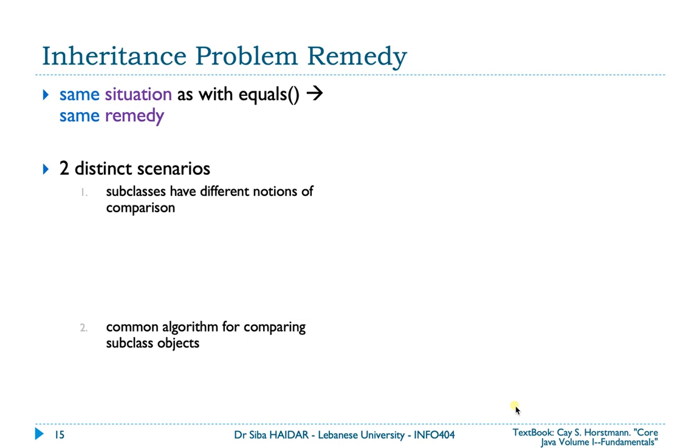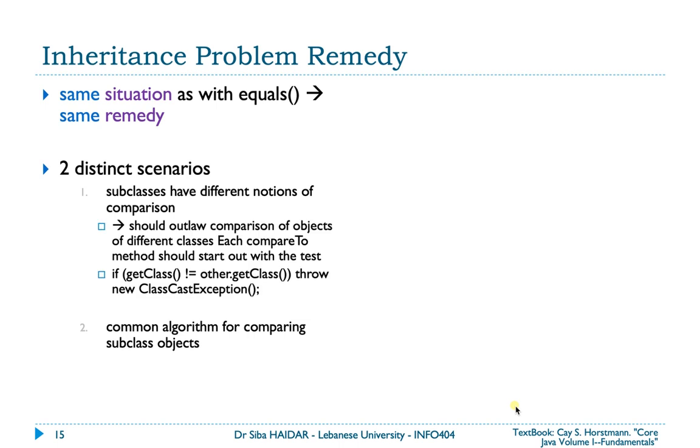You have to choose either of these two distinct scenarios. Either the subclasses have a different notion of comparison, or there is a common algorithm for comparing subclass objects. So if they have a different notion of comparison, you should outlaw the comparison of objects of different classes. So each compareTo method should start out with the test.